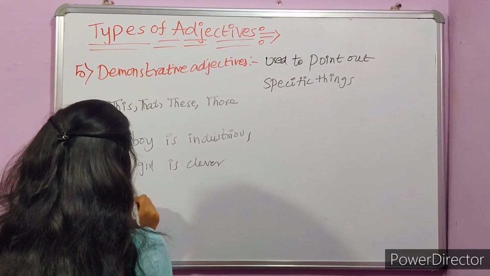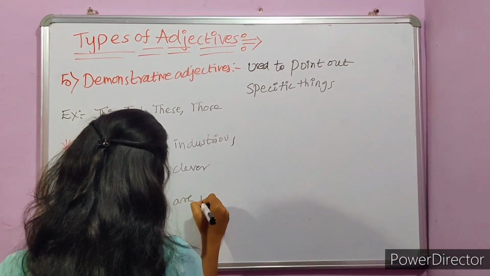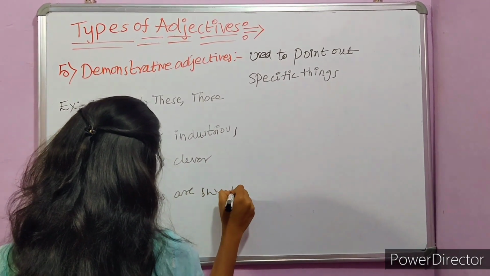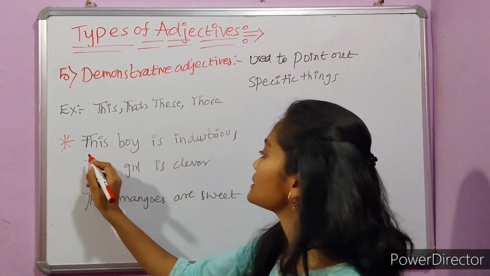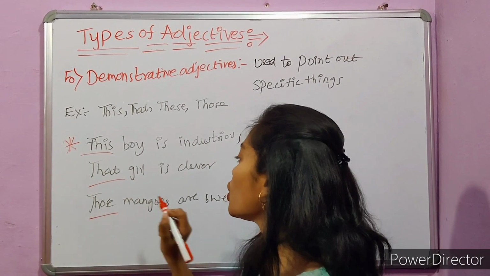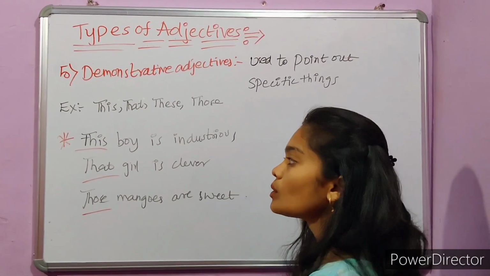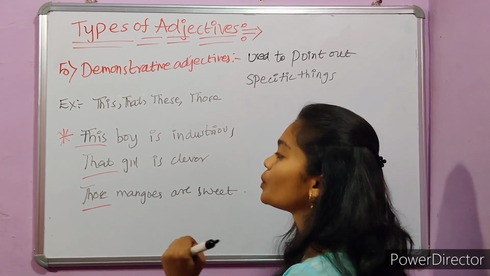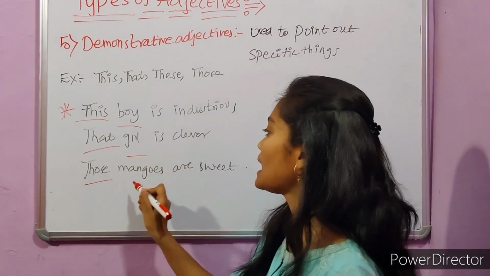Those mangoes are sweet. If you observe these sentences, this, that, those are the demonstrative adjectives. Here, because we are using those words to point out the specific things, that is boy, girl and mangoes.